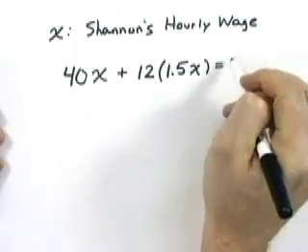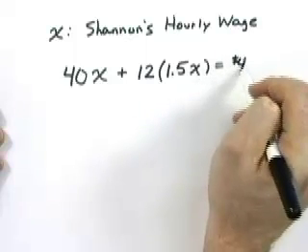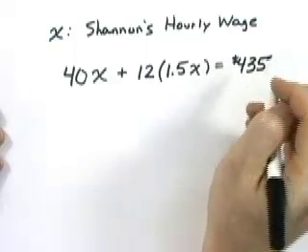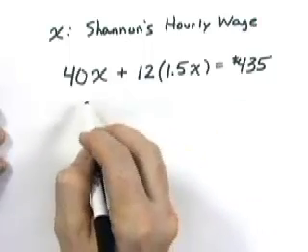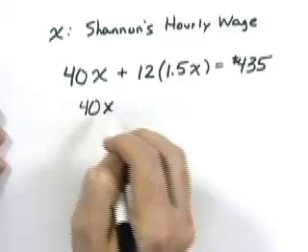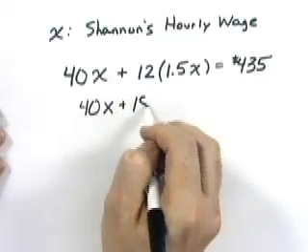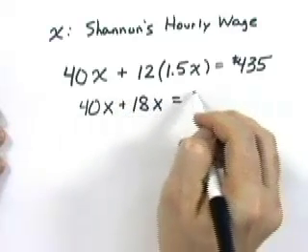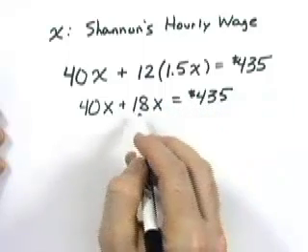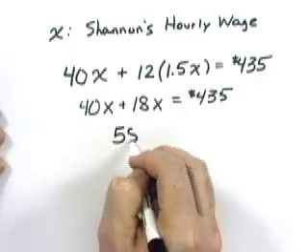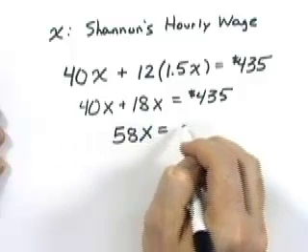Now that total amount should equal $435. So now we have our equation established. 12 times 1.5X is going to give me 18X, and that equals $435. 40X plus 18X is 58X.